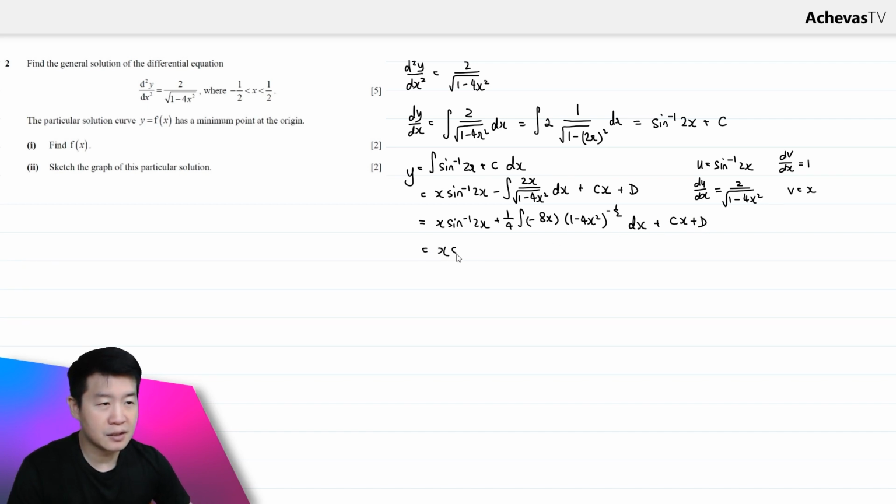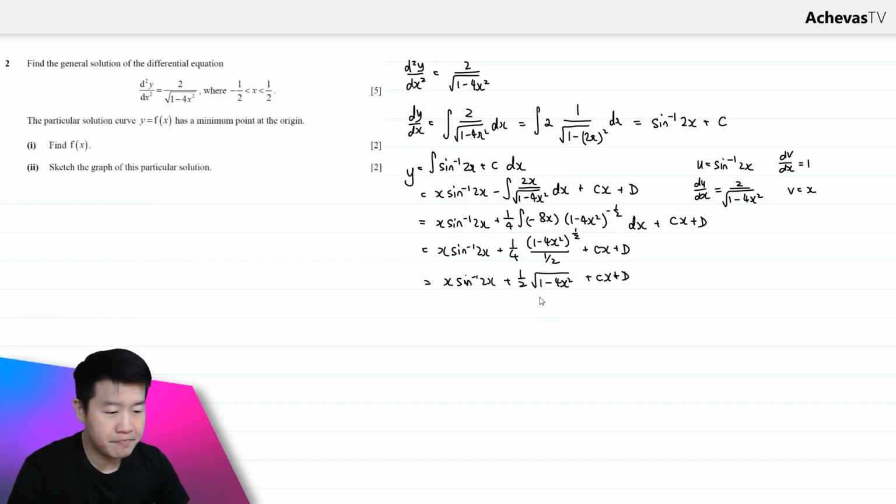So this is x sine inverse 2x plus 1/4. Integrating this, we have a 1 minus 4x squared to the power of positive half divided by positive half, then plus cx plus d. This gives us x sine inverse 2x plus half square root of 1 minus 4x squared plus cx plus d. Okay, this is going to be my f(x). So according to the question, we are supposed to find f(x). So here we go. This is f(x).